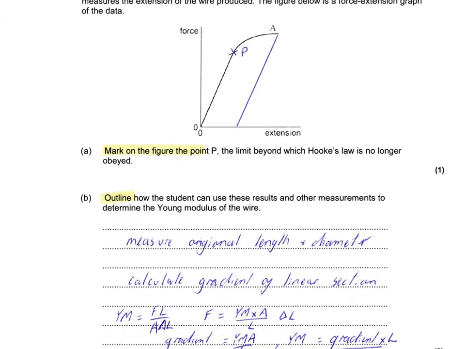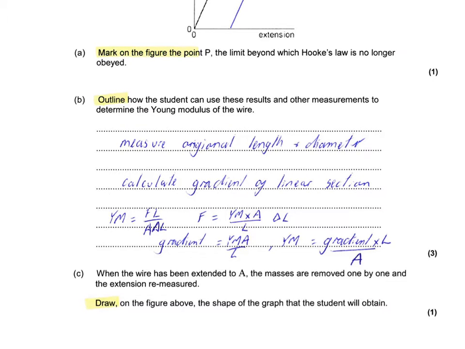Outline how you could use these results and other measurements to determine the Young modulus of the wire. Well, the Young modulus is FL over A delta L, which I outlined in question 44. So the force is Young modulus times A upon L times delta L. So the gradient is the Young modulus times A upon L. So the Young modulus is the gradient times L upon A, multiplying both sides by L divided by A. So that's how I'd get it.